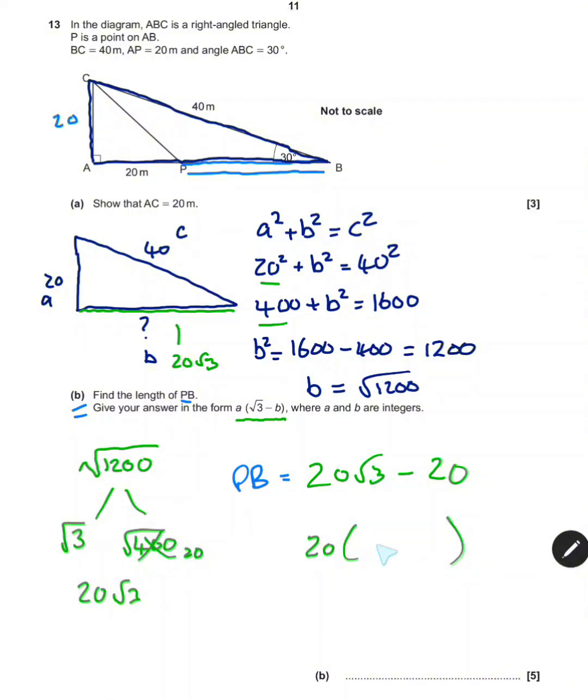20 times something is 20 root 3. Well, 20 times root 3 is 20 root 3. And 20 times something is minus 20. 20 times minus 1 is minus 20. This now looks very much like what I was asked for in the question.